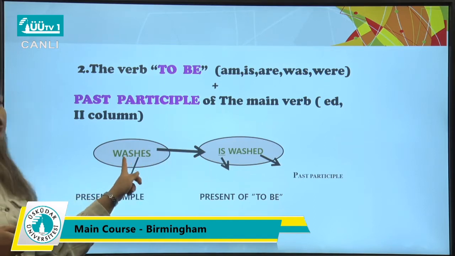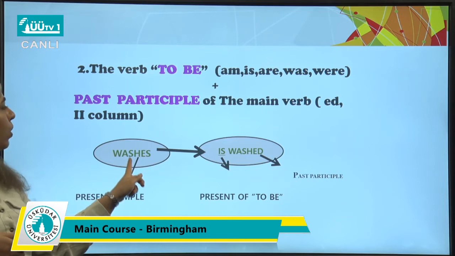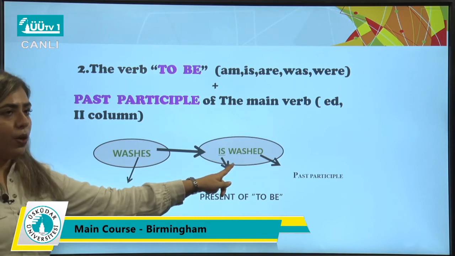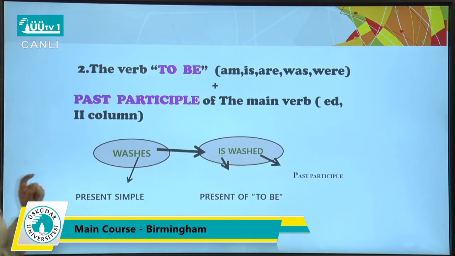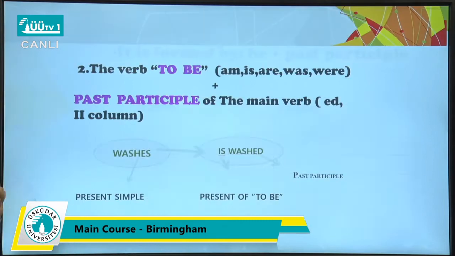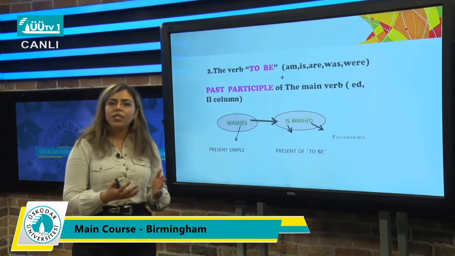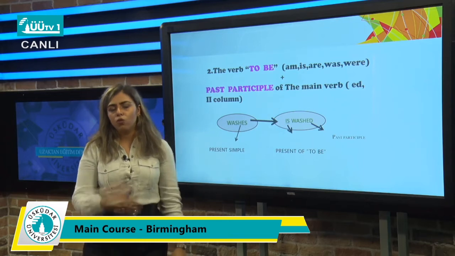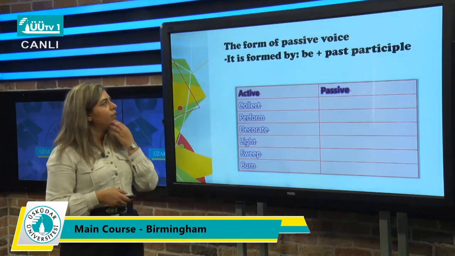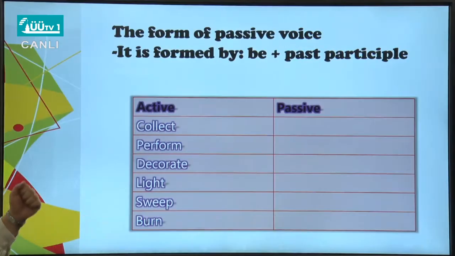So what is the past participle of wash? Wash, washed, washed. The past participle is washed. So the sentence will be, the car is washed early every day by my father. By my father is like, if you want it, you can put it in the sentence. If it's not important, just leave it. It's not that important.